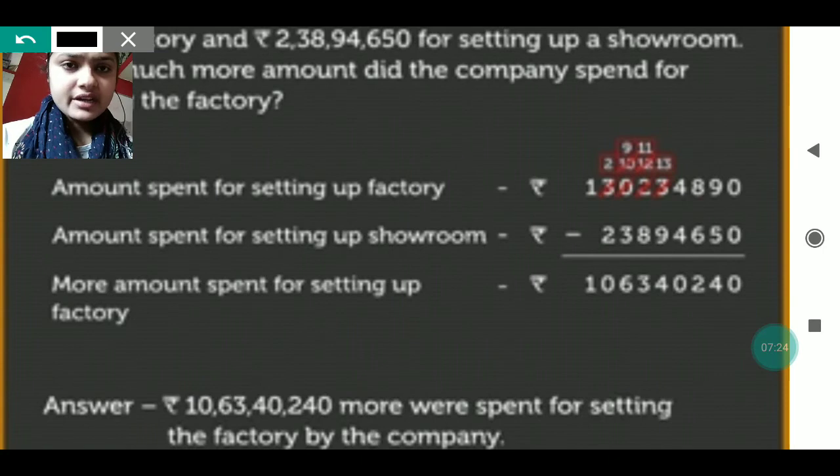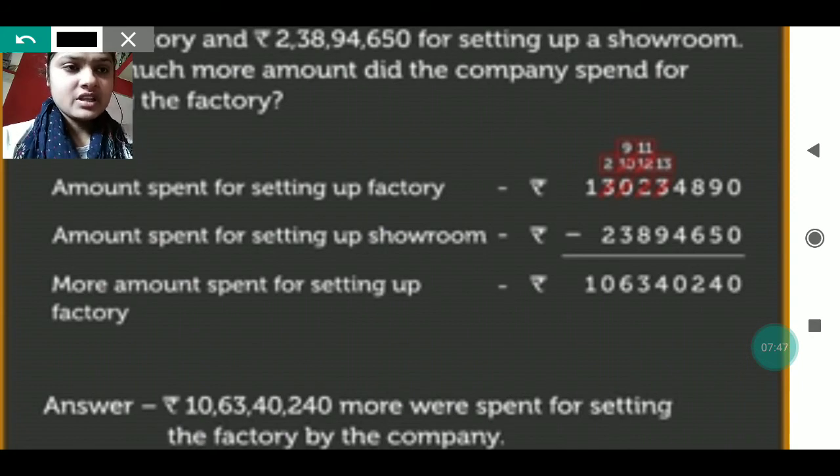You can see here, you will write amount spent for setting up factory, then you will write amount spent for setting up the showroom just below that. After that you will subtract both, and then you will get the more amount spent on setting up the factory in comparison to setting up the showroom.